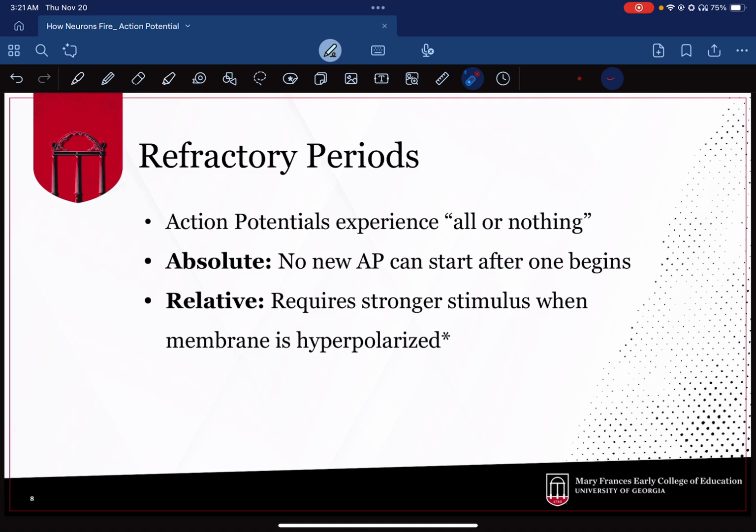Now, an absolute refractory period means that once we've begun this process, no new action potential can start. But this is for our absolute refractory period. If we are in a relative refractory period, we can start a new action potential, but only when we have a stronger stimulus and when our membrane is in a hyperpolarized state, meaning it's in hyperpolarization.